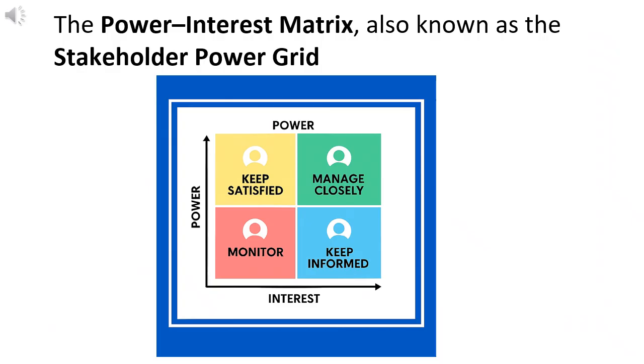The Power Interest Matrix, also known as the Stakeholder Power Grid, is used to categorize stakeholders based on two key factors: their power, how much influence they have over project decisions; and their interest, how much they care about or are affected by the project outcome. This helps project managers plan the right communication strategy for each group.